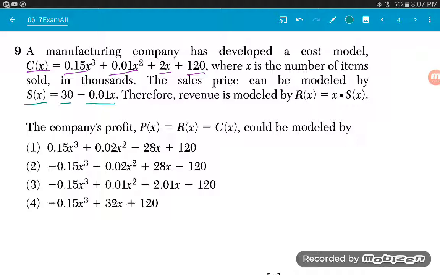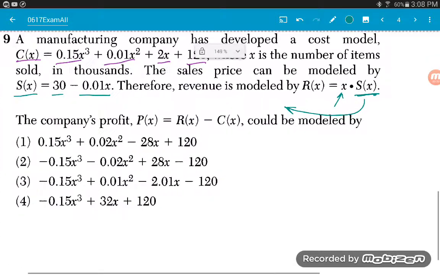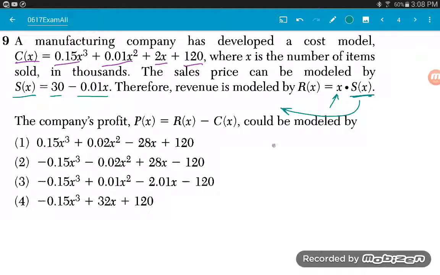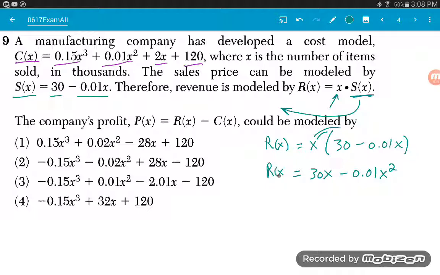So this is a little messy. They want you to find R of x just by multiplying x and S of x, which is the function that we have over there. They want you to just multiply the two, and that's R of x. I haven't looked at the full question yet, so I'm just assuming they want me to find R of x. R of x is equal to x distributed into the S of x function, which is 30 minus 0.01x. So when I distribute that x in there, I get that R of x is equal to 30x minus 0.01x squared. That's the R of x function. It's not my final answer, but it's necessary.